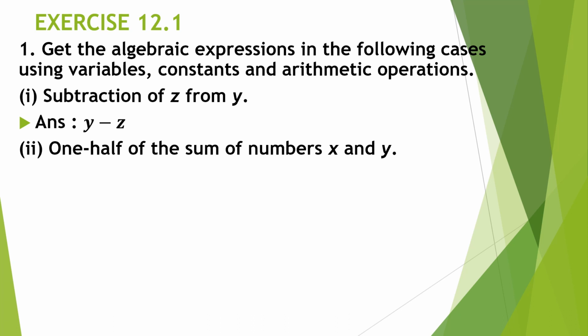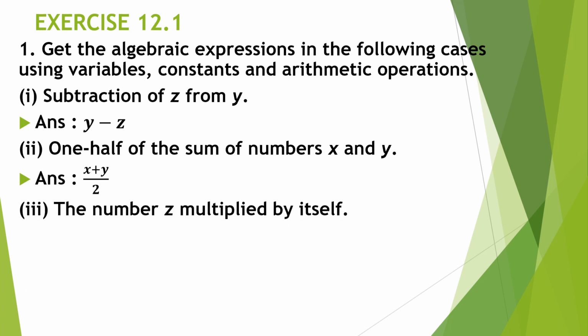Second question, 1/2 of the sum of numbers x and y. So first we can find the sum of numbers x and y. What is the sum of x and y? x plus y. 1/2 means what? 1 by 2 into x plus y, that is x plus y upon 2. Third one, the number z multiplied by itself. Z multiplied by itself means z multiplied by z, which gives z square.